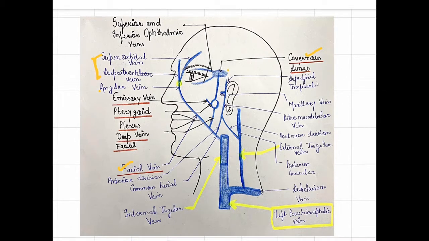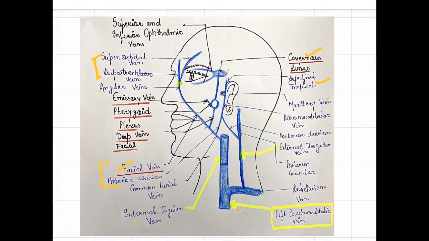Coming to the superficial temporal vein. This superficial temporal vein drains the temporal region, whereas the maxillary vein drains your maxillary region. Together they form a retromandibular vein. This is a very important vein. Now it further divides into two divisions. One is the anterior division, one is the posterior division.